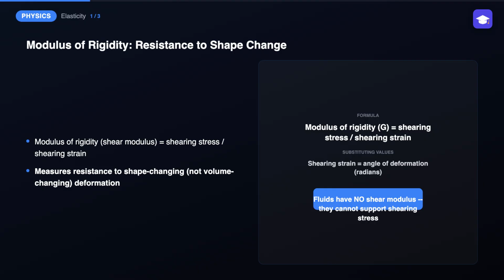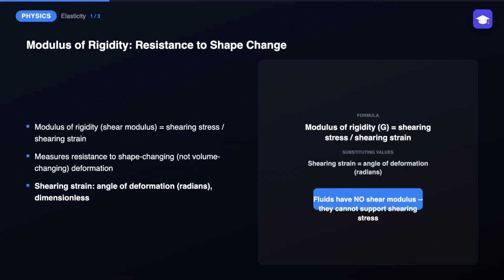Shearing strain itself is measured as the angle of deformation, in radians, that an originally vertical face tilts through under the applied shearing stress, and since this angle is small for real elastic deformations, shearing strain is dimensionless, just like the other strain types.